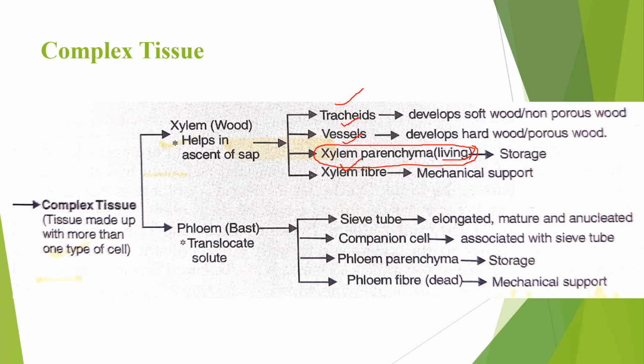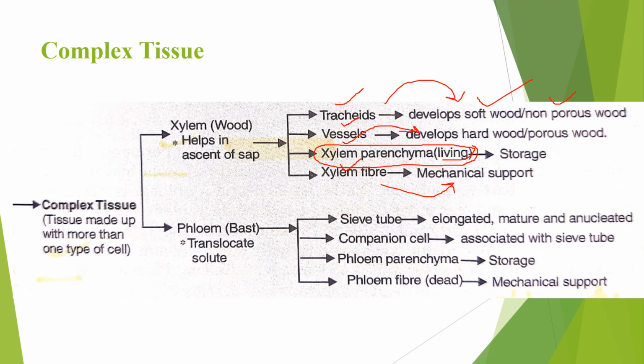So what are tracheids? They develop into wood, that is softwood or non-porous wood. What are vessels? They form hardwood or porous wood. Xylem parenchyma is meant for storage, and xylem fiber provides mechanical support to the plant.